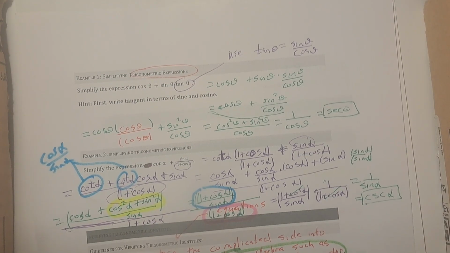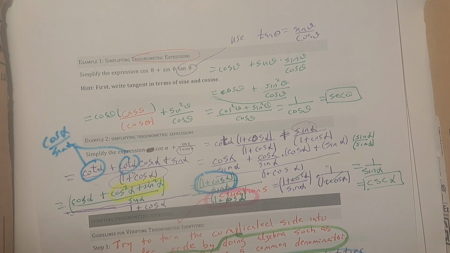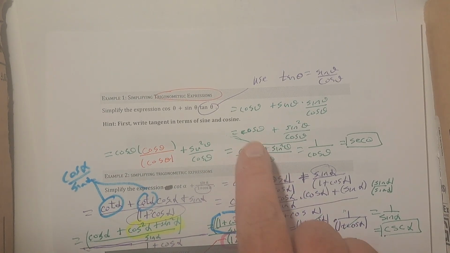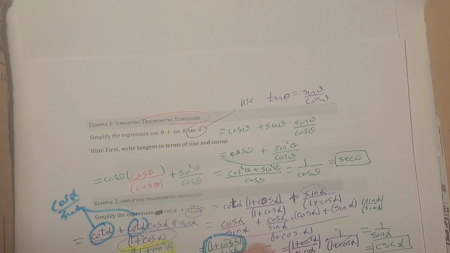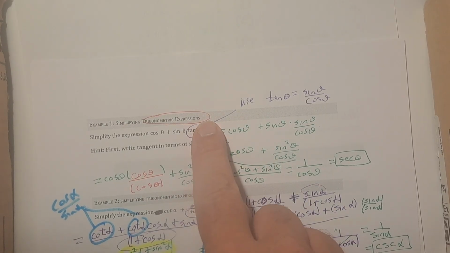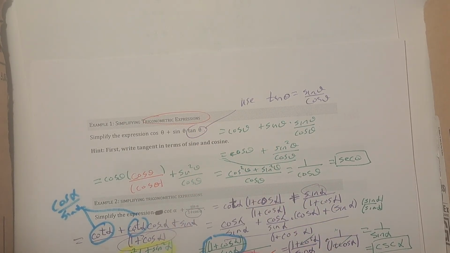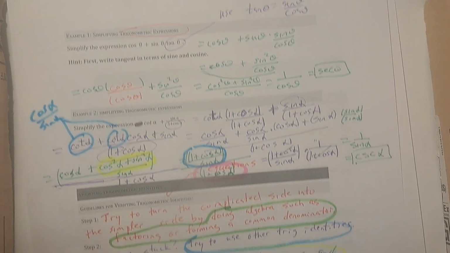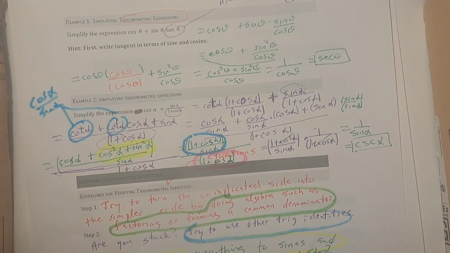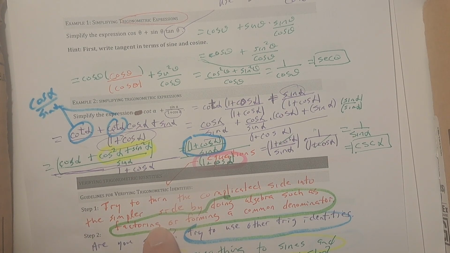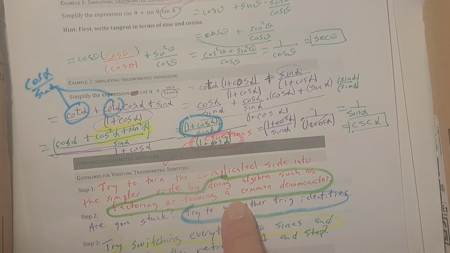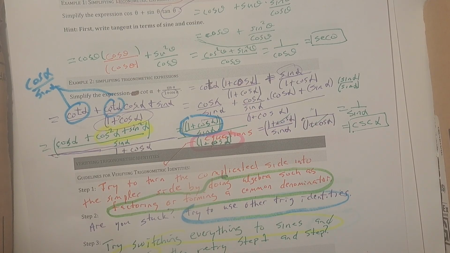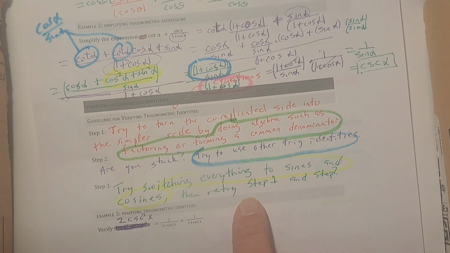Okay, let's keep working here. Now, these were not identities. These were expressions. I didn't have a left and a right side. I just had an expression. But the strategy for working with identities or expressions is the same. Factor, if you can, form a common denominator if there isn't one, and then use trig identities. If you get really stuck, switch everything to sines and cosines.